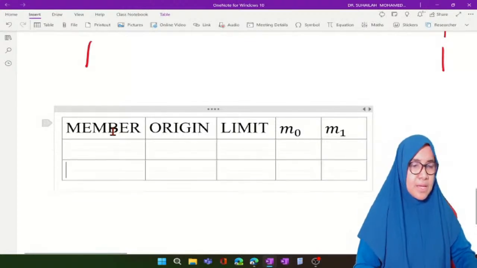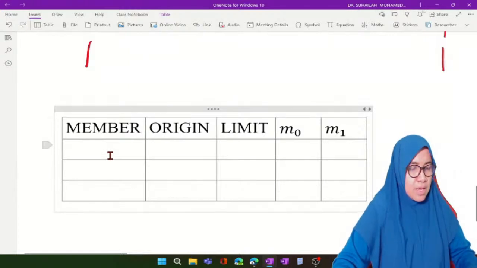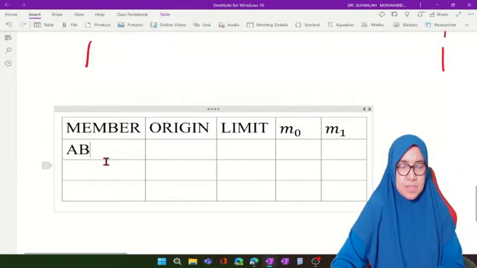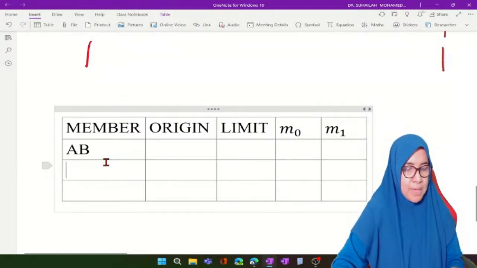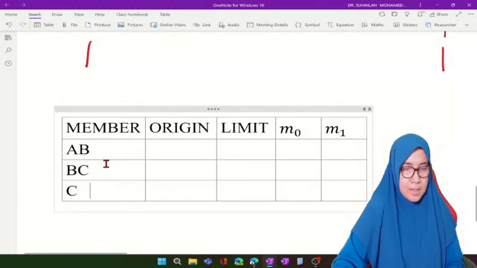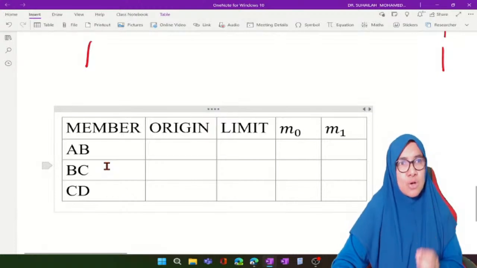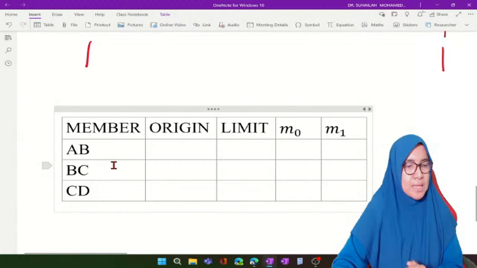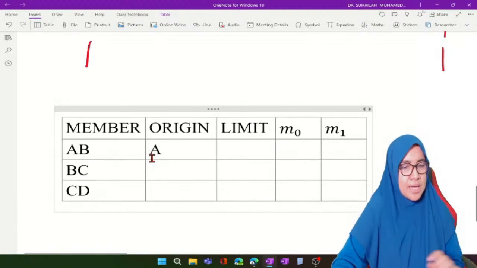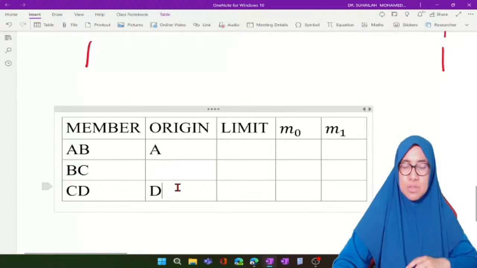Okay, so we have three cutting sections, 1, 2, 3. The first cutting section is for AB. The second cutting section is for BC. And the third cutting section is for CD. When we write the moment equation, always choose the shortest cutting section. So origin A will be the shortest, and origin D will be the shortest.